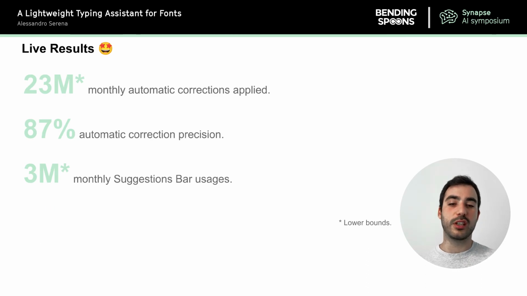Now, I just want to give you some results that were recorded live on users using the Fonts Typing Assistant. On average, we've recorded roughly 23 million monthly automatic corrections applied, and these have been applied with a precision of 87%. By precision, we mean that an autocorrection is applied and the user doesn't edit the word that has been written by the autocorrection. Together with these results, we've also recorded roughly 3 million monthly suggestion bar usages, so suggestions tapped from the suggestions bar.